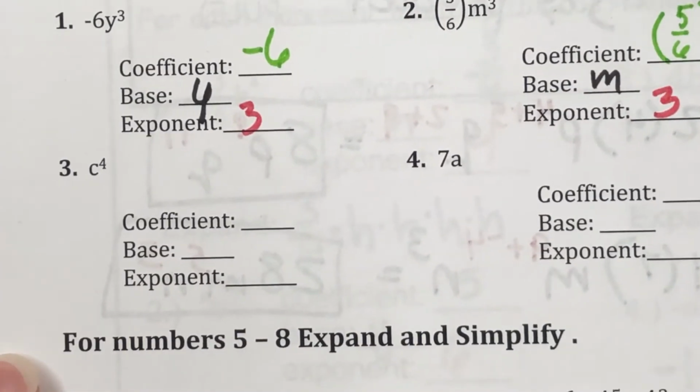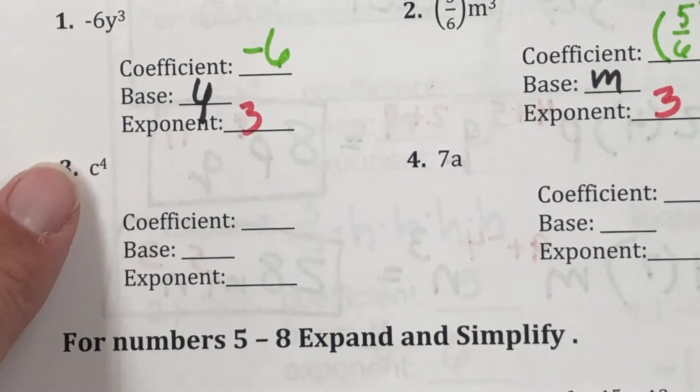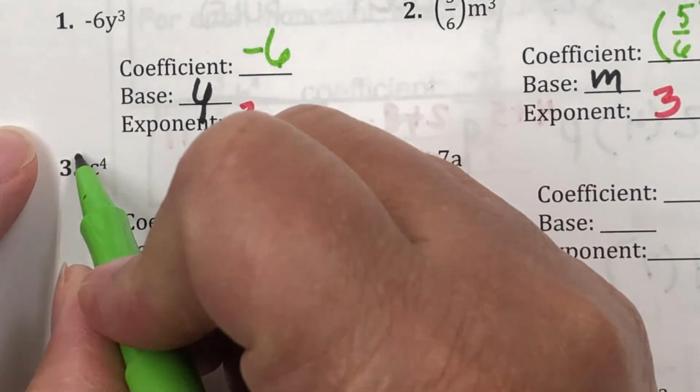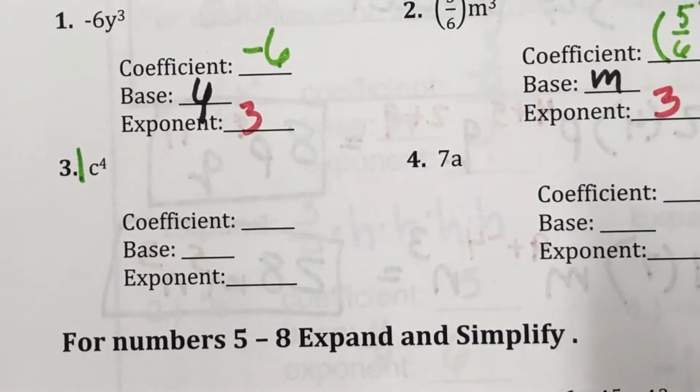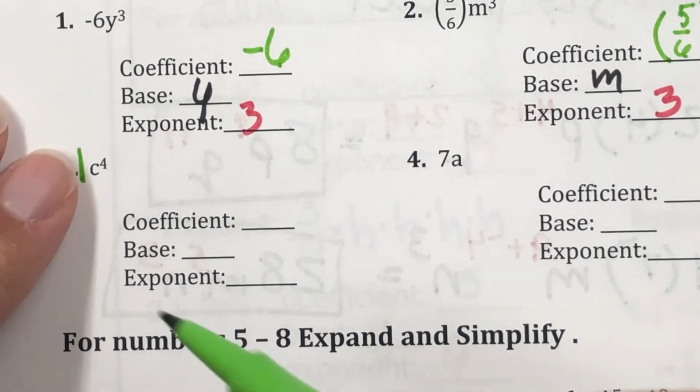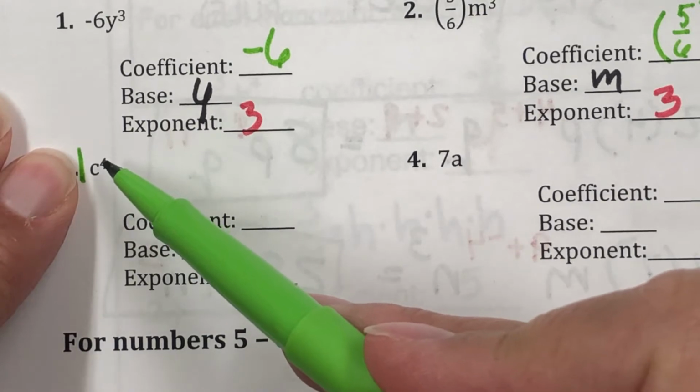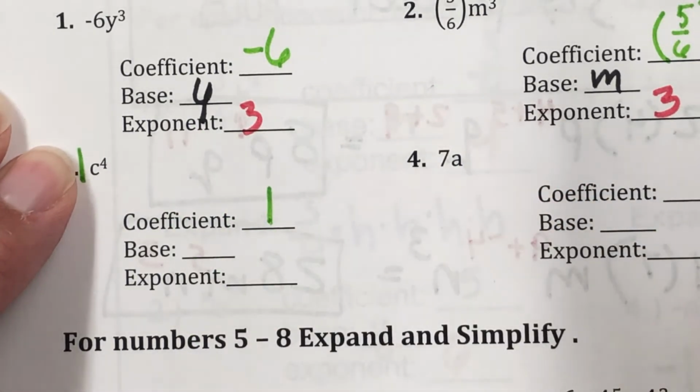Number 3. Now we have the invisible coefficient. The coefficient, when you don't see a coefficient, is 1. Remember we talked about the rules of algebra, and there was the distributive property, the commutative property, the associative property, and the property that this happens to be, the identity property. You can multiply 1 times any number and the number doesn't change. That's why I can put a 1 as the coefficient, because I can multiply 1 times whatever c to the 4th power is and it's not going to change. So I do have a coefficient of 1 because of the identity property.